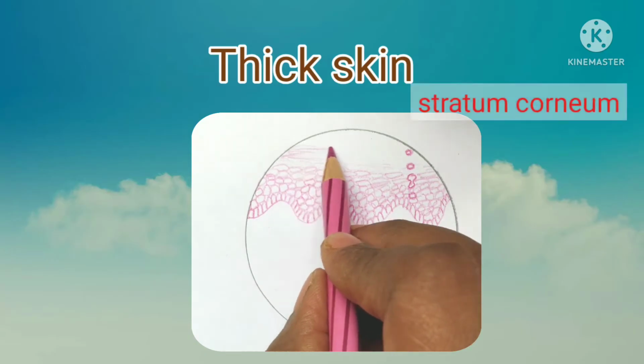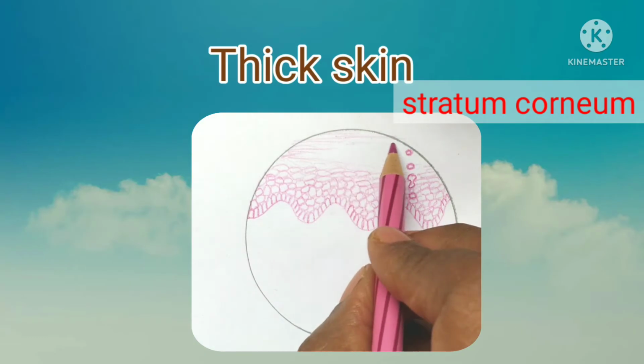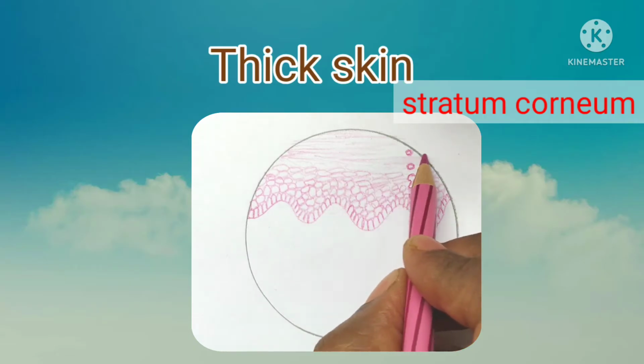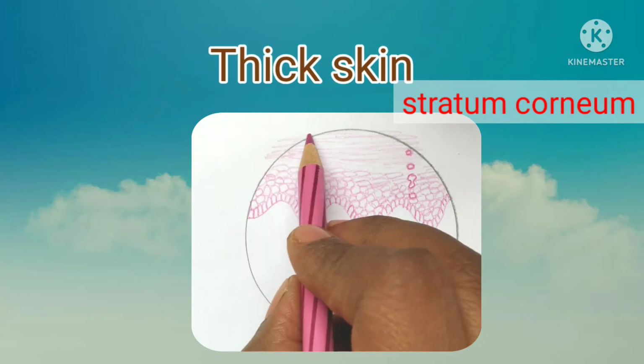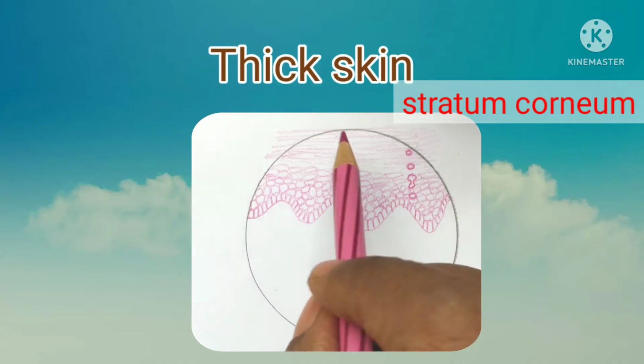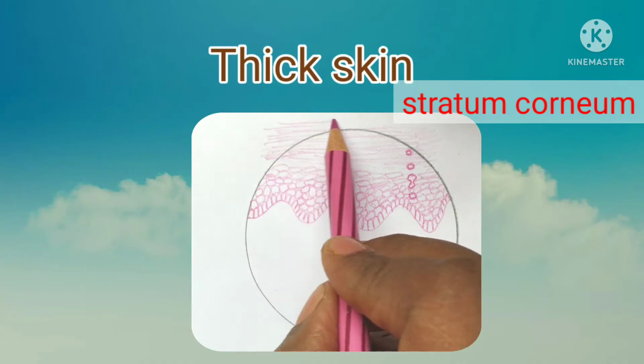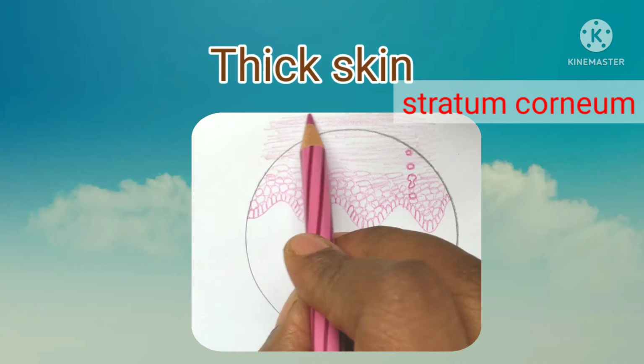The next layer is the stratum lucidum. Lucidum is a transparent layer with a refractile appearance, and you can nicely see it is a transparent layer in the slide. The fifth layer is the stratum corneum.